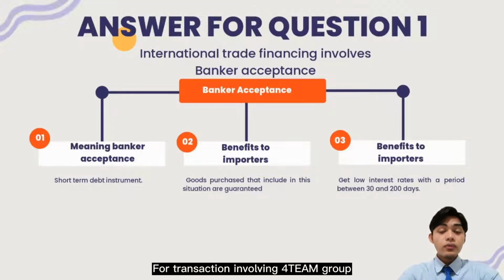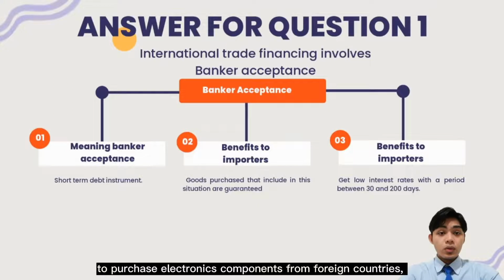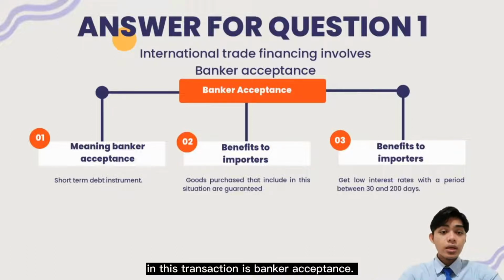For the transaction involving 4 Team Group purchasing electronic components from a foreign country, the type of international trade involved in this transaction is banker's acceptance. The meaning of banker's acceptance is a short-term debt instrument. It means a promised future payment or time draft which is accepted and guaranteed by a bank and drawn on the deposit bank.